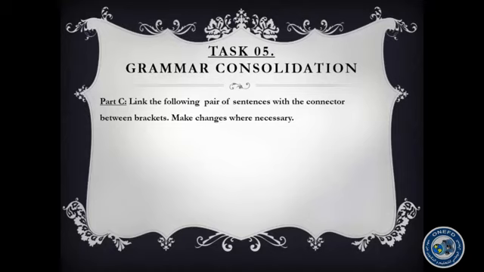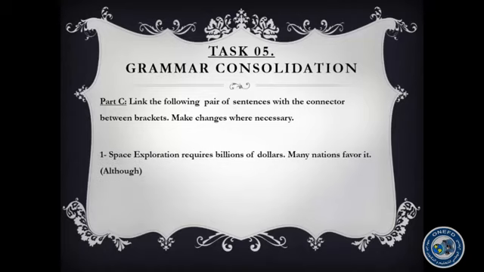Link the following pair of sentences with the connector between brackets. Make changes where necessary. So you have sentence number 1. Space exploration requires billions of dollars. This is the first sentence. The second sentence is, many nations favor it. So you have two sentences and you need to link or combine them with the connector between brackets, which is, yes, it's "although."